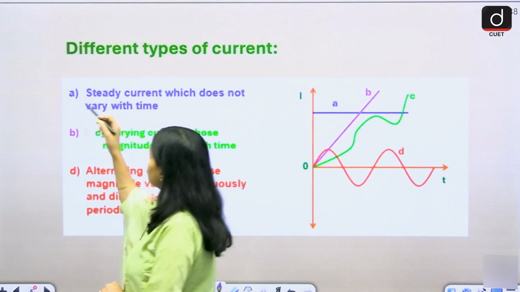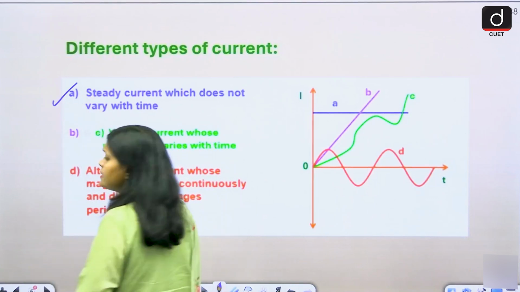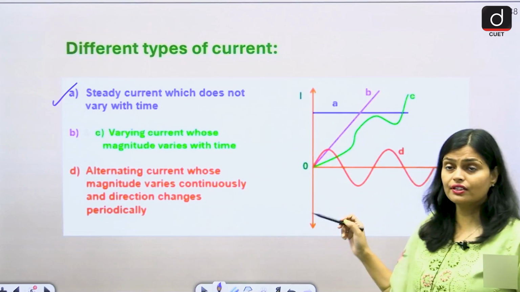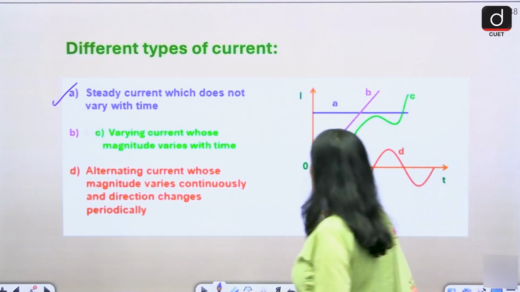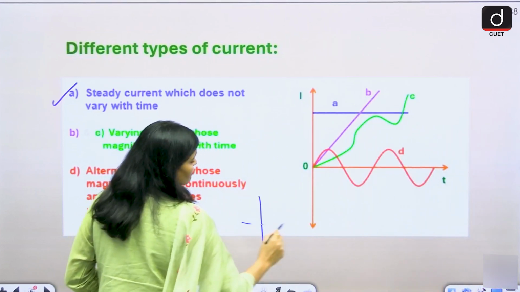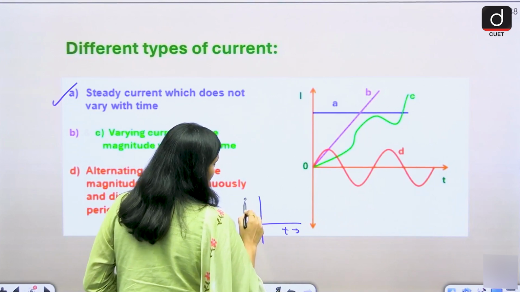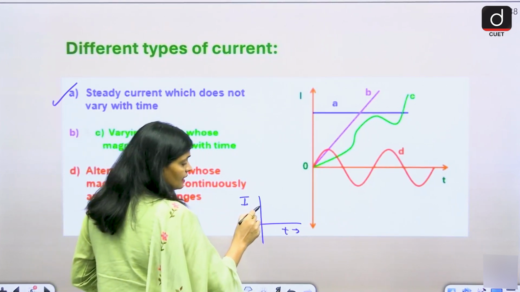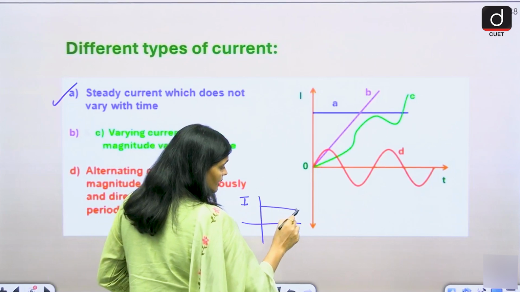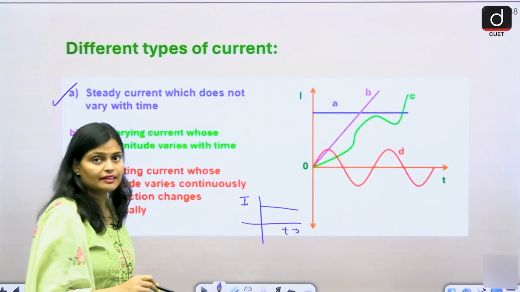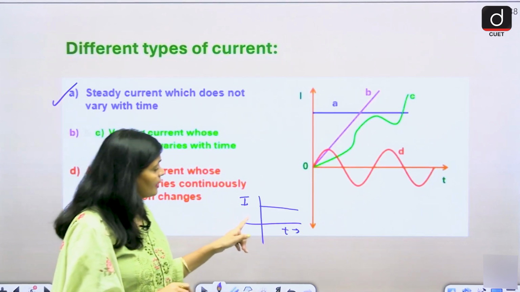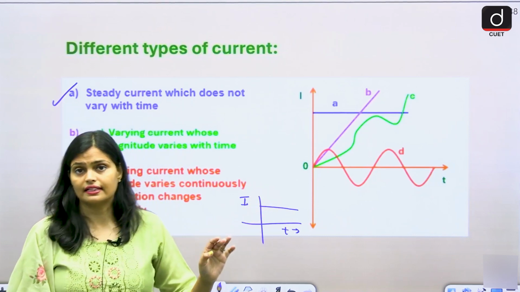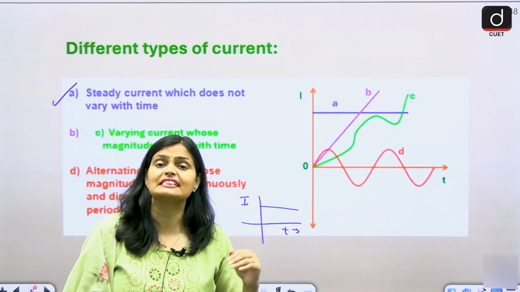Number one is your steady current. Here what happened? It does not vary with time. Suppose this is the graph of time and this is the graph of current. Here the current is generated, but the current is not varying with time. The same current stays the same with time. So this is what we call steady current.